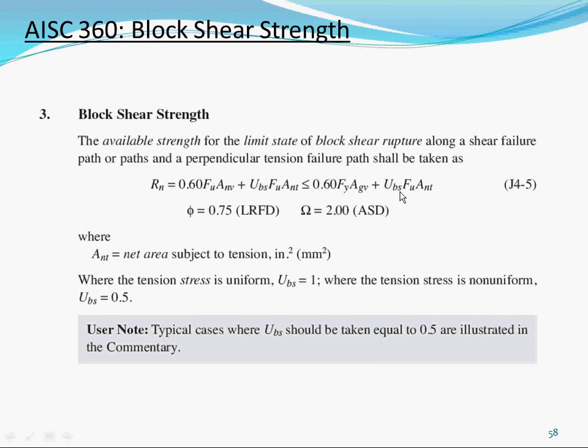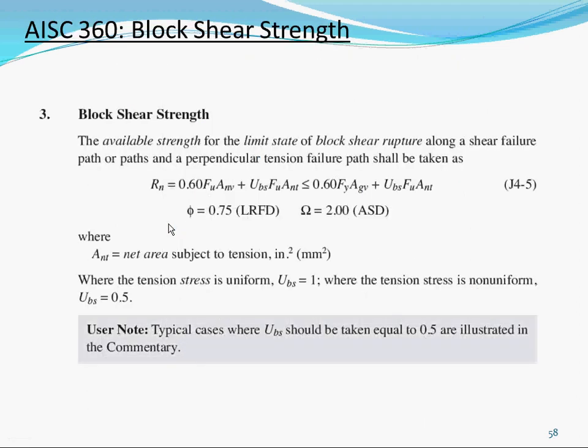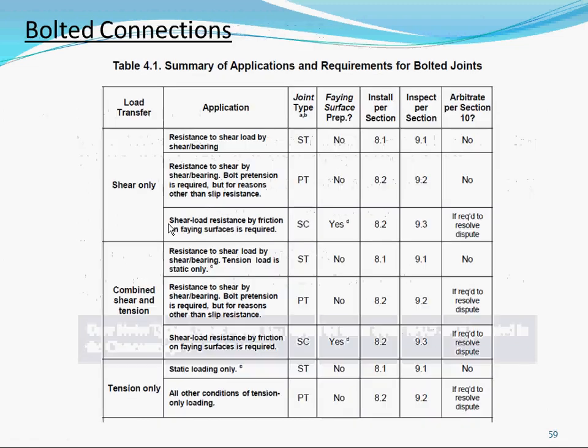Also, they have a UBS term. If your stress is uniform, it's typically 1. If not, it's 0.5. Remember, we looked at this previously, very briefly, in the shear lag factor. But for our design, we consider it to be uniform, and then the UBS is 1 for our connection check. So those are basically the bolt capacity and then the base metal capacity. After the two, that's pretty much the strength of the bolted connection.